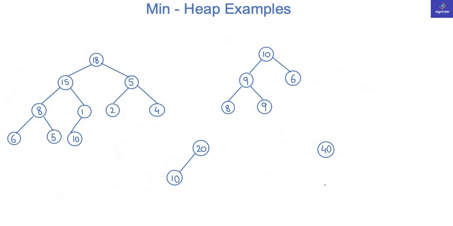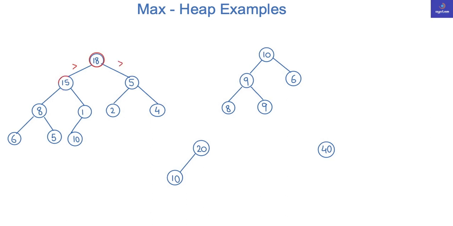Now let's look at some examples of max heap. In a max heap, the value of the node is greater than or equal to the value of all its child nodes. So in this example, let's look at node 18. The child nodes of 18 are 15 and 5. And 18 is greater than 15 and 18 is greater than 5. So it follows the max heap property. Now for node 15, 15 is greater than its child 8 and 15 is greater than 1. So 15 also follows the max heap property.